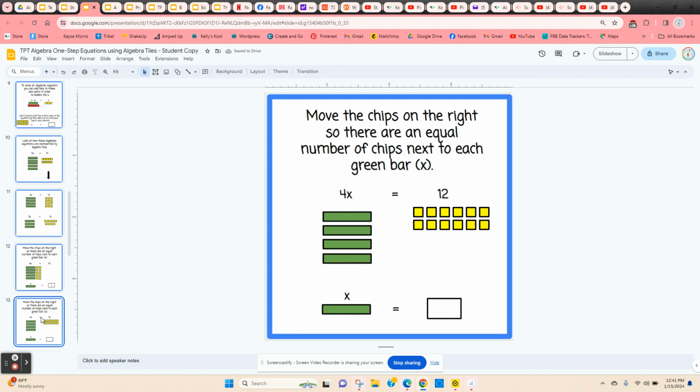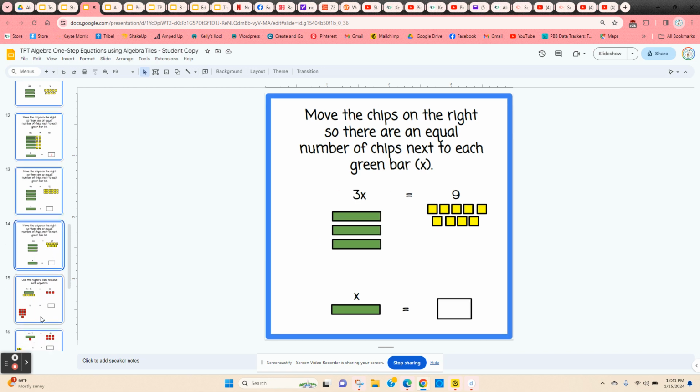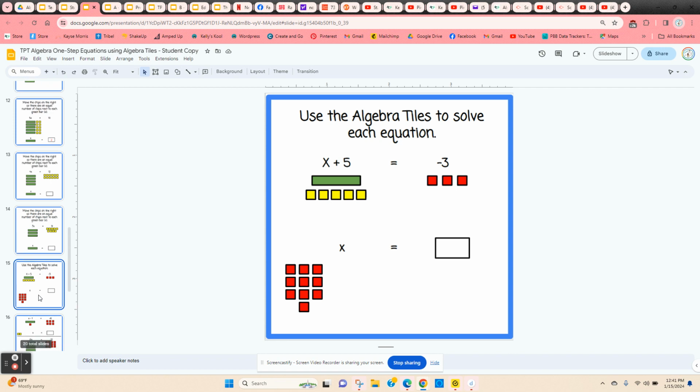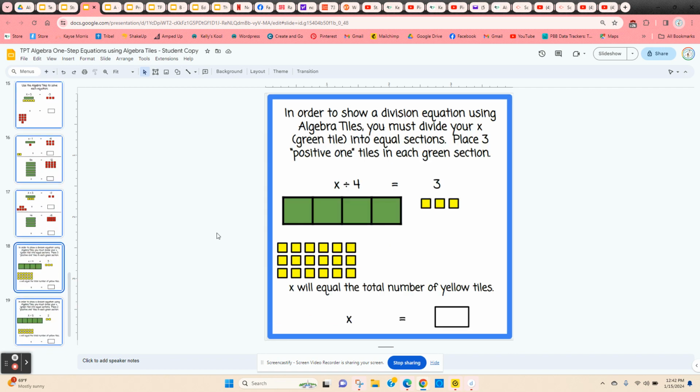Okay, they've got a couple more to do on their own. So again, they're going to take these 12 tiles, 4x equals 12, divide them evenly among the 4 bars here, and then find out what each x is equal to. A few more to practice. And then they've got all addition, subtraction, and multiplication problems to solve. Just get some practice. And then we're going to move on to division.